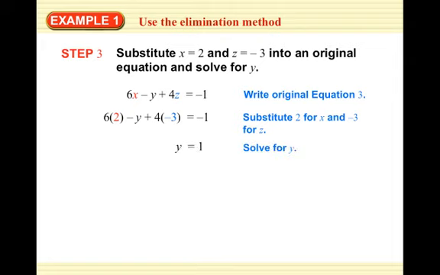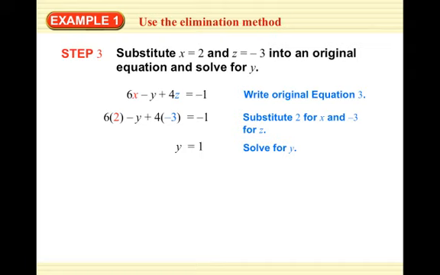Okay, so y is going to equal 1, but let's just talk through it a little bit. 6 times 2 is 12. Minus y, and then we have plus 4 times -3 is -12. Well, 12 minus 12 is 0, so we end up with -y equals -1. Divide both sides by -1, and you get y equals 1. So your final answer is going to be the ordered triple 2, 1, -3. So you want to write parentheses 2, comma, 1, comma, -3.